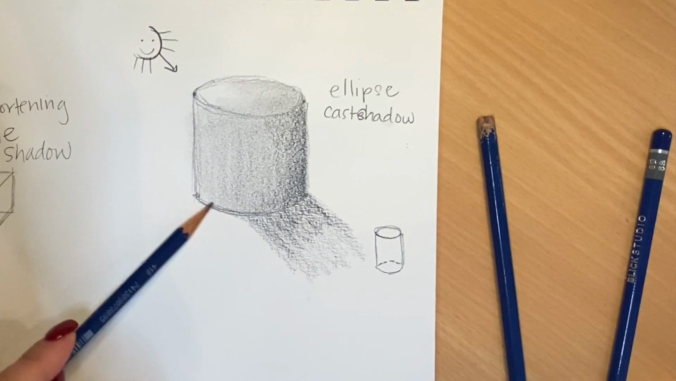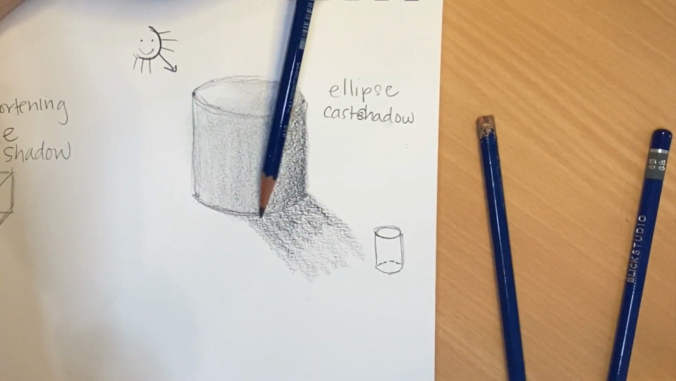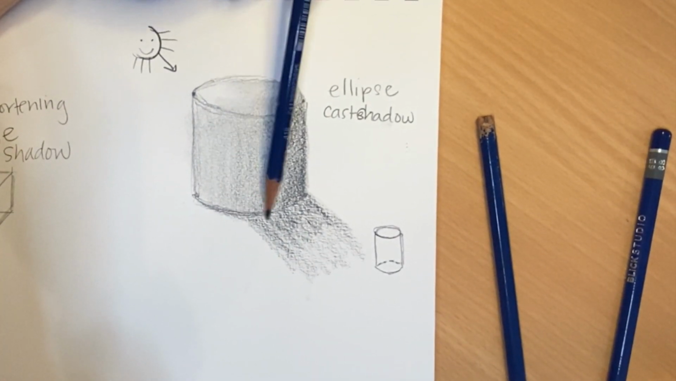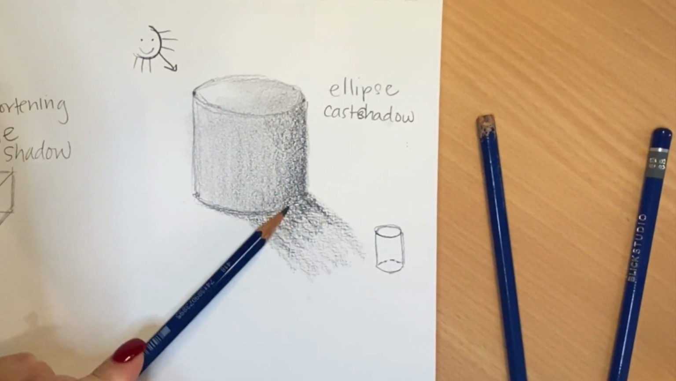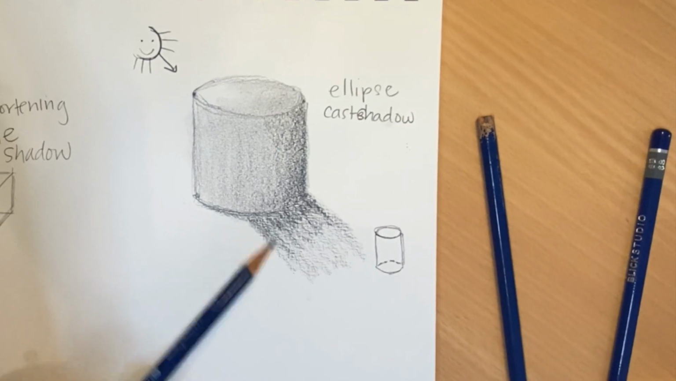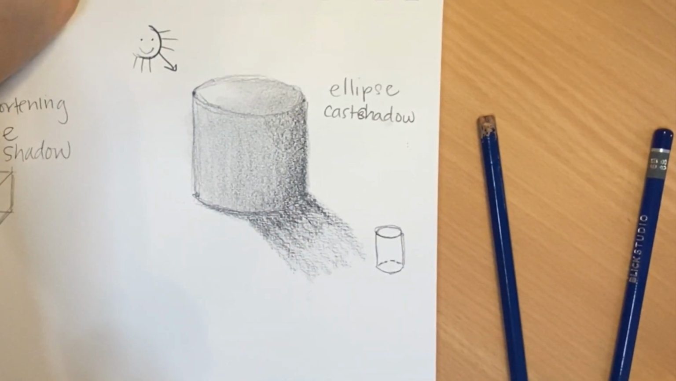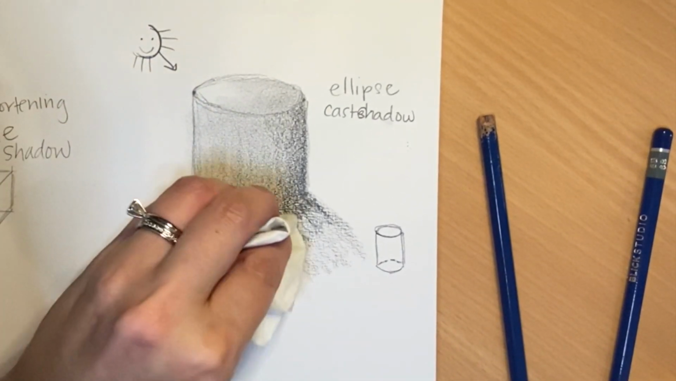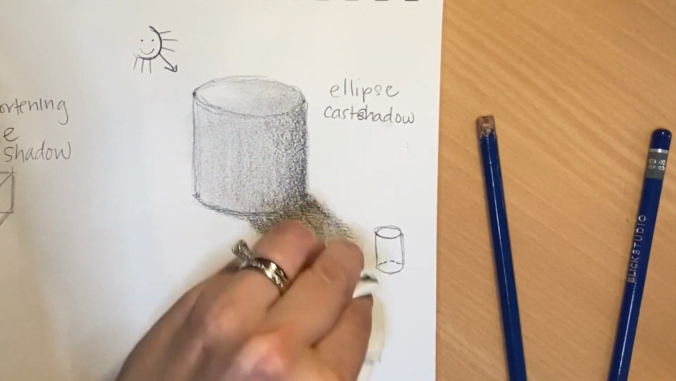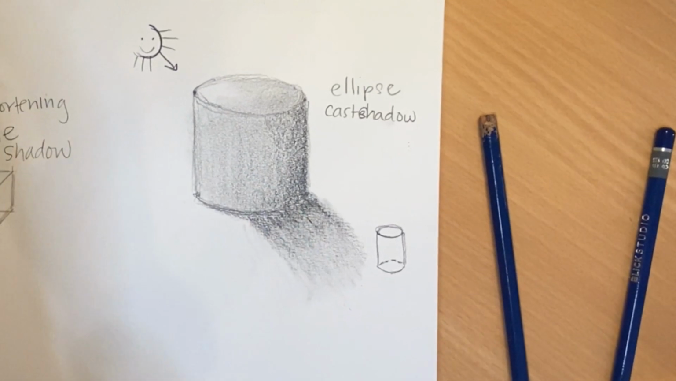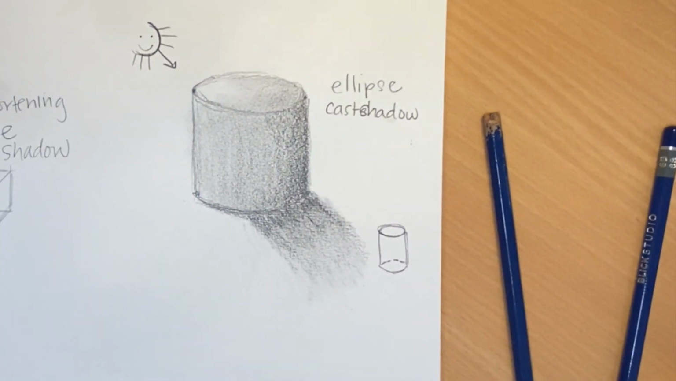And also a little bit of shadow along the bottom where it's hitting the imagined surface of the table. And then blend it in. Okay, and that's it.